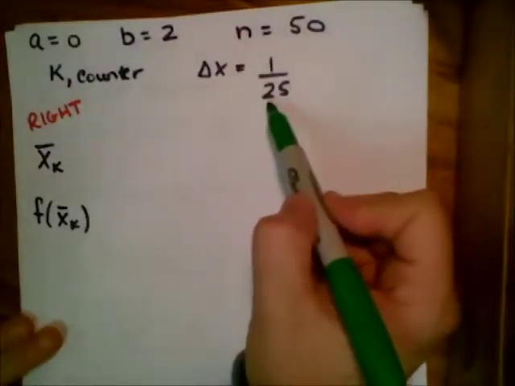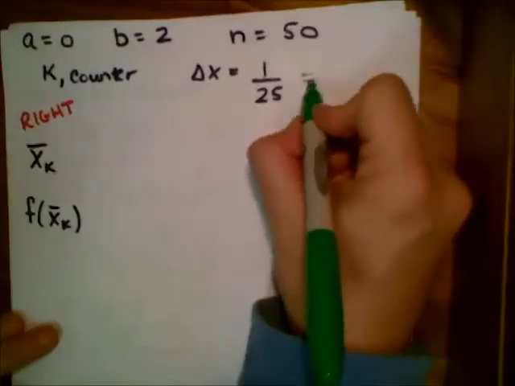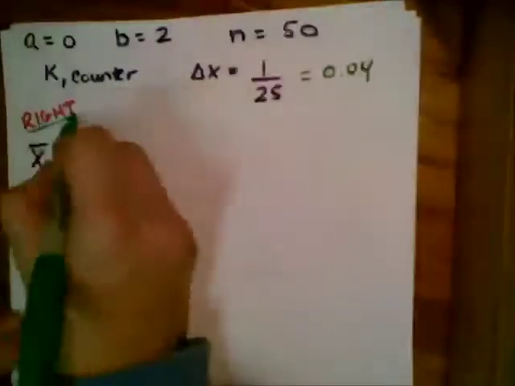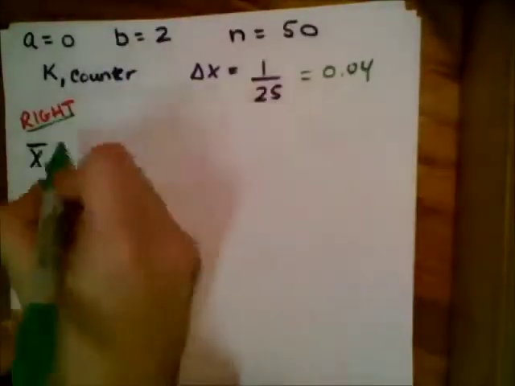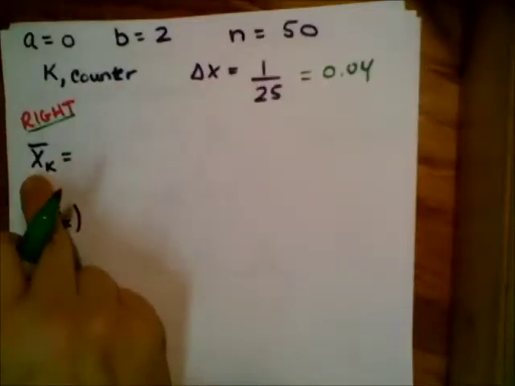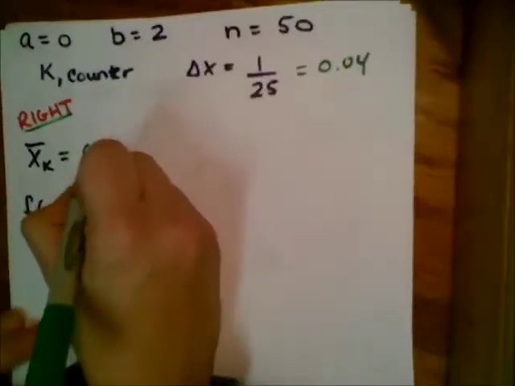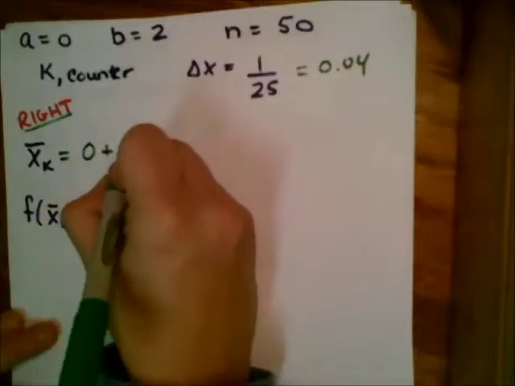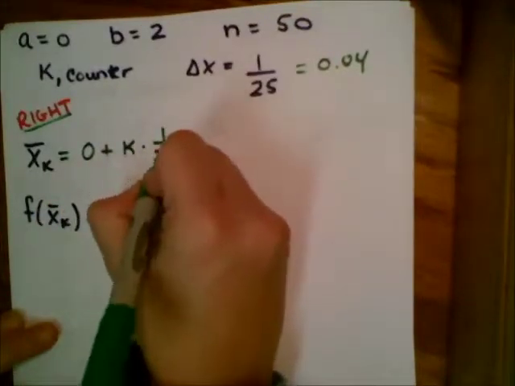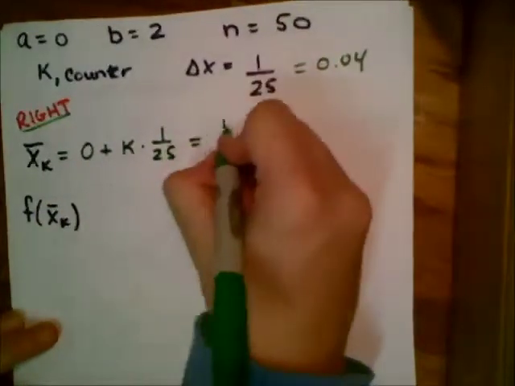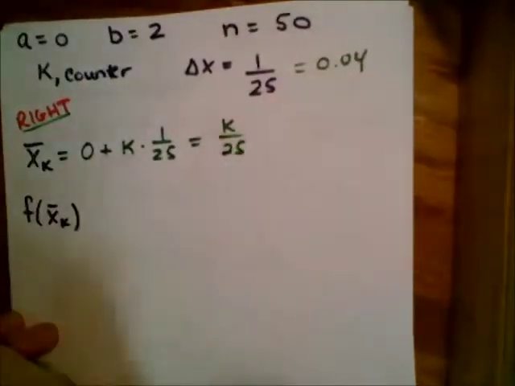and we'll do the right Riemann sum. What changes is how we formulate x bar. We still start with a, but now we add k copies of delta x. And so this time we simply have k over 25.